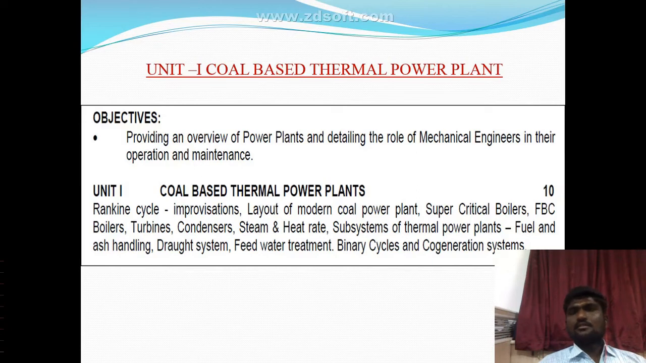So now we are discussing power plant engineering. Unit 1, coal based thermal power plant. What are the topics we are going to discuss? That is called the Rankine cycle.